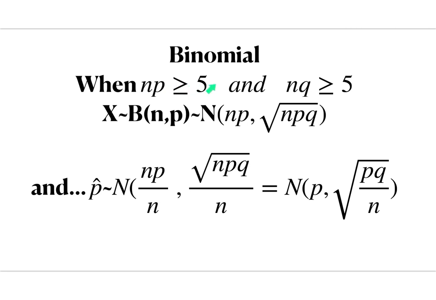If this is true, NP and NQ are both at least 5. That means there's at least 5 successes, at least 5 failures. Then the distribution of P hats is normal. And the average is NP over N and the standard deviation is square root of NPQ over N. Because see what they did is there's NP, there's square root of NPQ. Well, if I do a sample of size N, the N's reduce, I'm left with P, and then PQ over N.